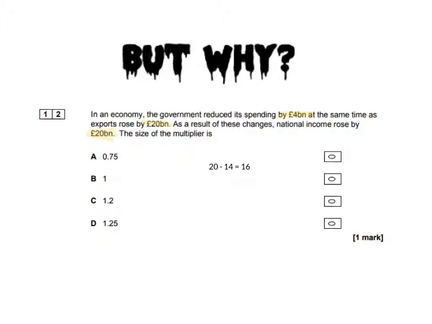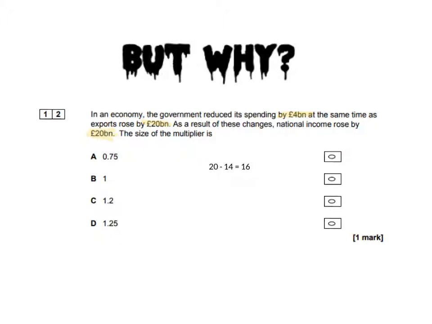So then, once we've got the 16, we go back to what the national income has actually risen by, because that tells us that even though it's 16 billion, the actual impact of those exports increasing has had a multiplier effect. And based on A, B, C, and D, it looks like it's been a positive multiplier effect because of that.